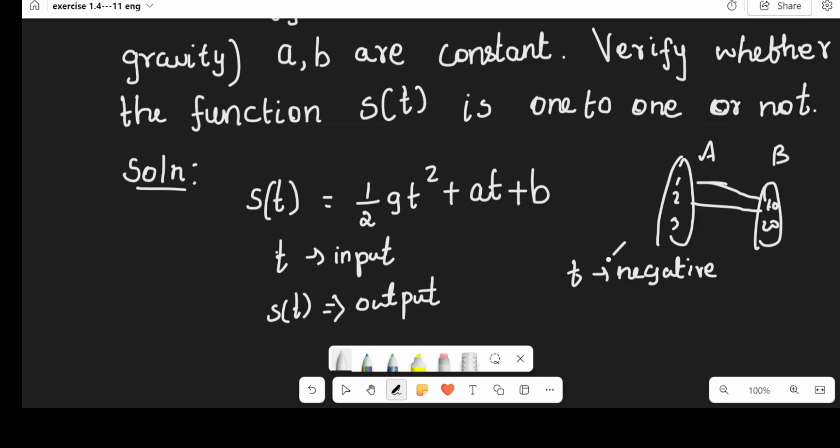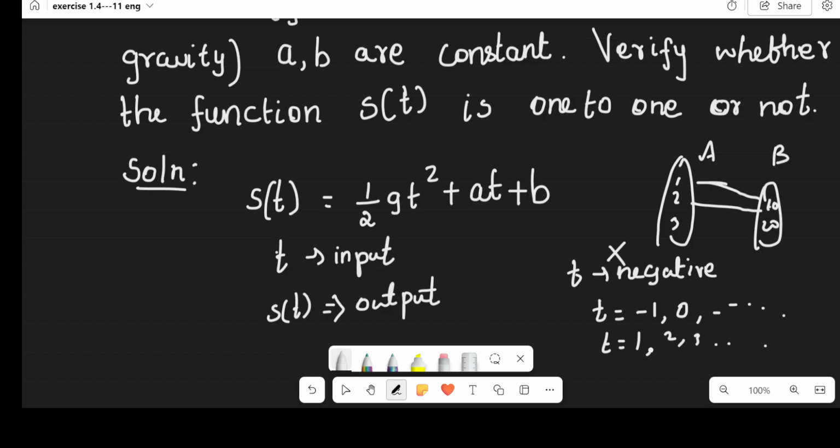Will not be in negative number. So we should not take t, the value of t, as -1 or 0 or any other negative values. We should not take like this because time cannot be negative. So we have to start from 1. Okay, we can start from 1, 2, 3 and go on.